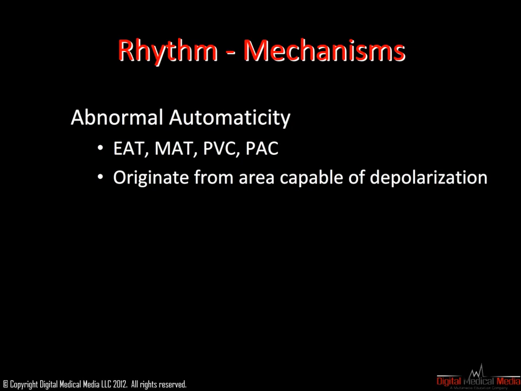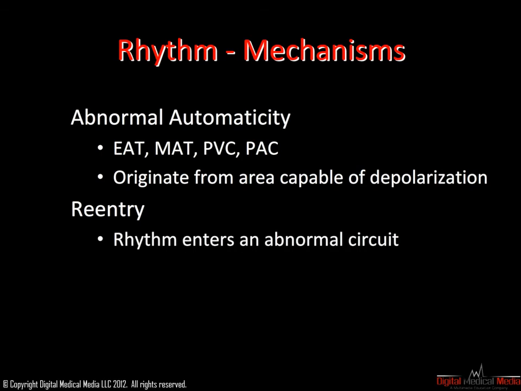The second mechanism of abnormal rhythm creation is reentry. Reentry is very much like a dog chasing its tail. The rhythm in question has entered an abnormal circuit which should not be present. That circuit forms a loop or circle, and the rhythm once in this loop or circle is a self-fulfilling rhythm. The rhythm spins around the circuit over and over and over again until some external force causes the rhythm to stop.